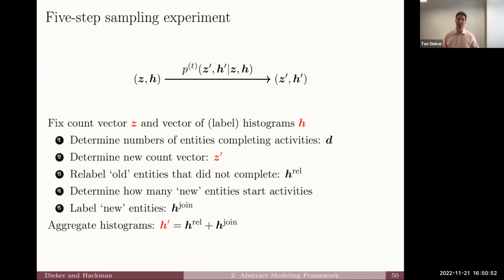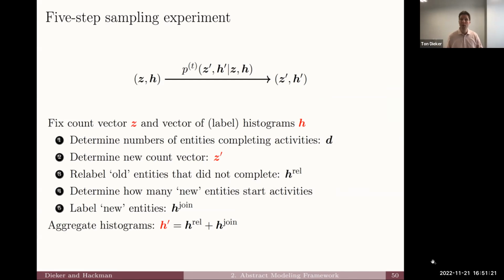So how do we construct these primitives? We use the transition probabilities. We use 5 primitives, and we do this in 5 steps. So each step uses a primitive. So fix Z and H. The first thing we do is determine how many entities complete their activity for each of the activities, and we store this in a vector D.